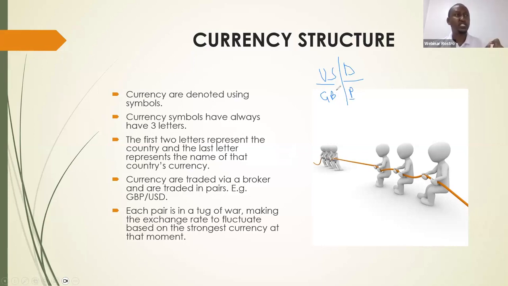Also, you need to understand that currencies are traded via a broker, like I said, and they are traded in pairs. If you have one currency, there can never be a transaction, even in the real sense. If you have only Kenya shillings, you cannot transact with only Kenya shillings. You have to exchange Kenya shillings to dollar, or to GBP, or to Australian dollar, so that we can say a forex transaction has happened.